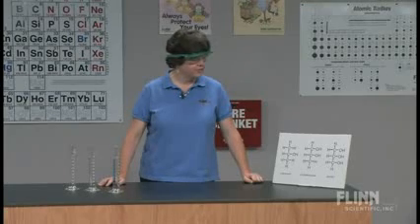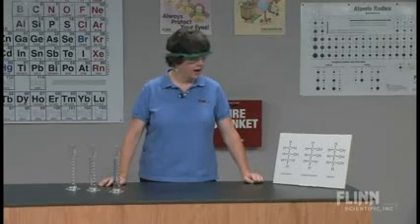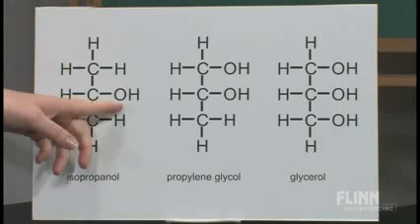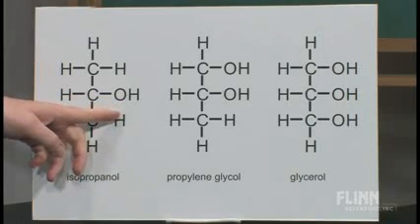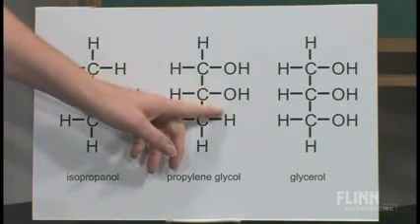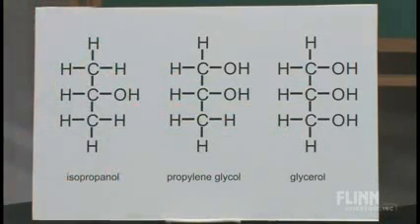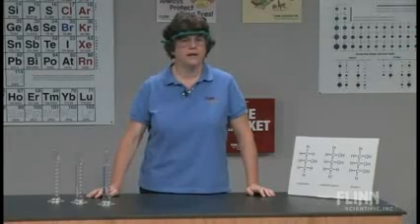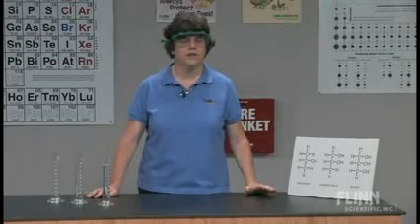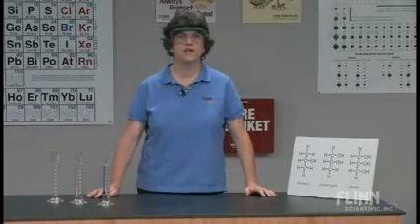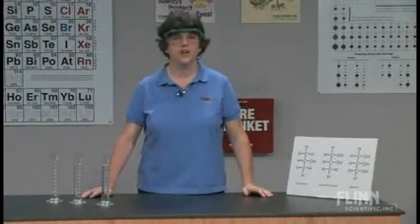Now the difference between them is that isopropanol only has one alcohol group on it. Propane diol has 2 alcohol groups on it. Glycerol has 3. And I tell my kids that when you have hydrogen bonding, it's not as strong as a covalent bond. It's almost like the molecules are holding hands with each other.